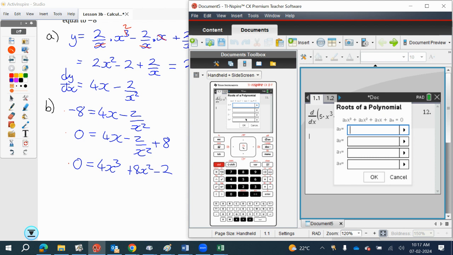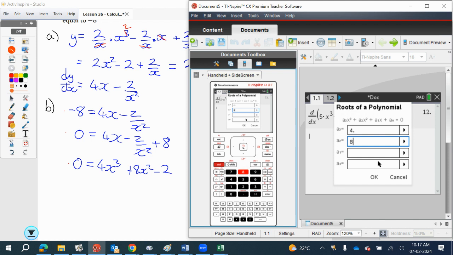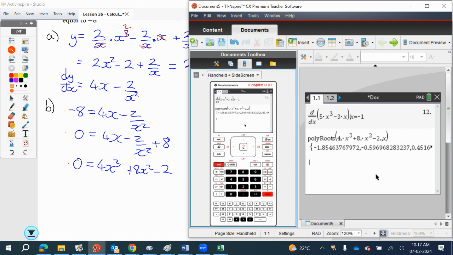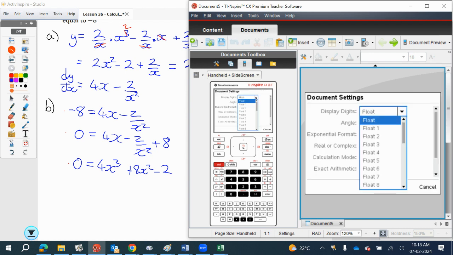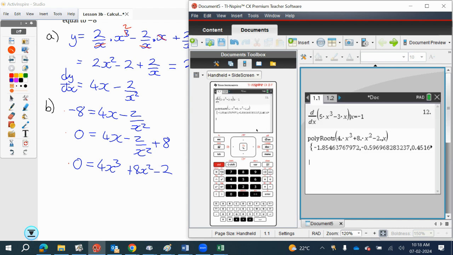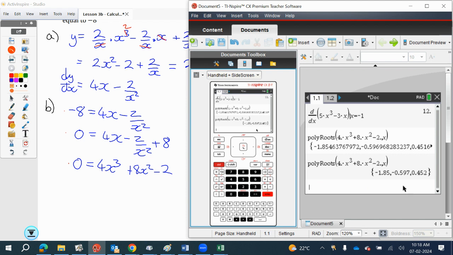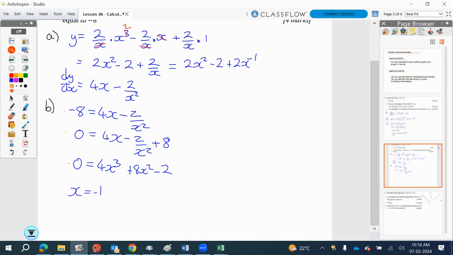Our coefficients are 4, 8, 0, and -2. And then this gives us our 3 answers. Let me set 3 significant figures there. Those are our 3 solutions. So x equals -1.85, -5.97, 0.452. Okay, these are our 3 solutions.